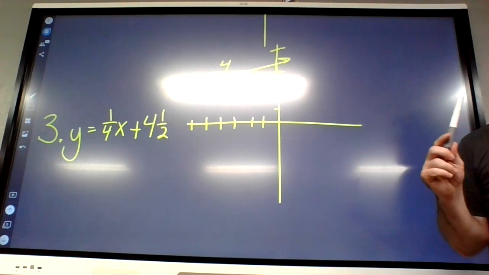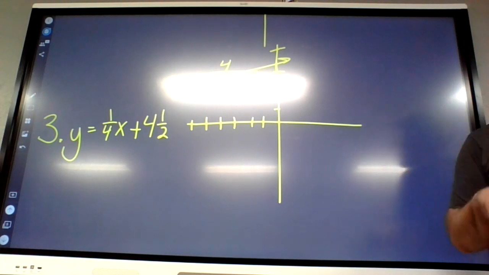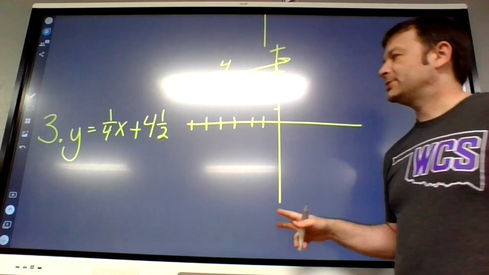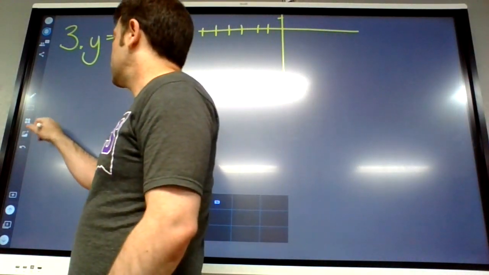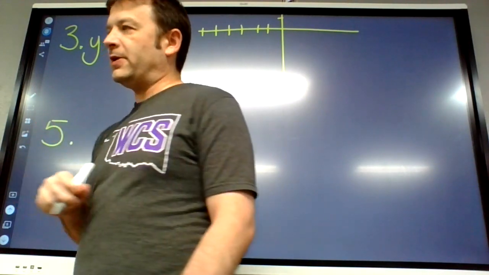We kind of just talked about number 4. It's like the picture of 33 from the last assignment. Okay. Number 5.